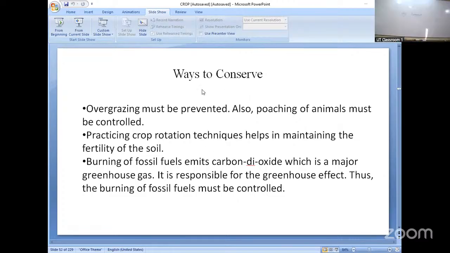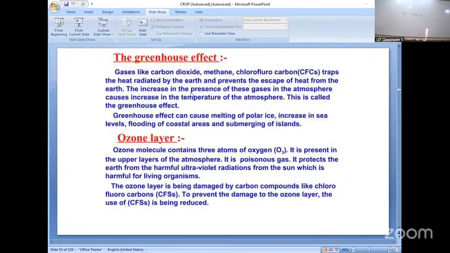Then poaching of animals and overgrazing must be prevented. Practice crop rotation techniques, and control the burning of fossil fuels, since it emits carbon dioxide, and this is the main cause of the greenhouse effect. So burning of fossil fuels should be controlled. What is the greenhouse effect?